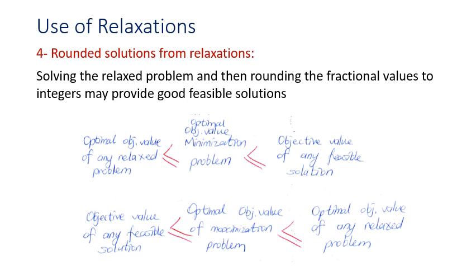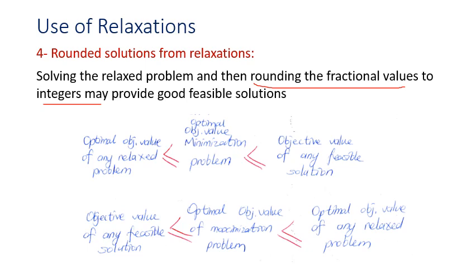Okay? But you can get some information from those solutions. Basically, when you solve the relaxed problem and round the fractional values to integers, you can come up with good feasible solutions. Okay? They don't have a guarantee of optimality, but they can provide you good solutions.